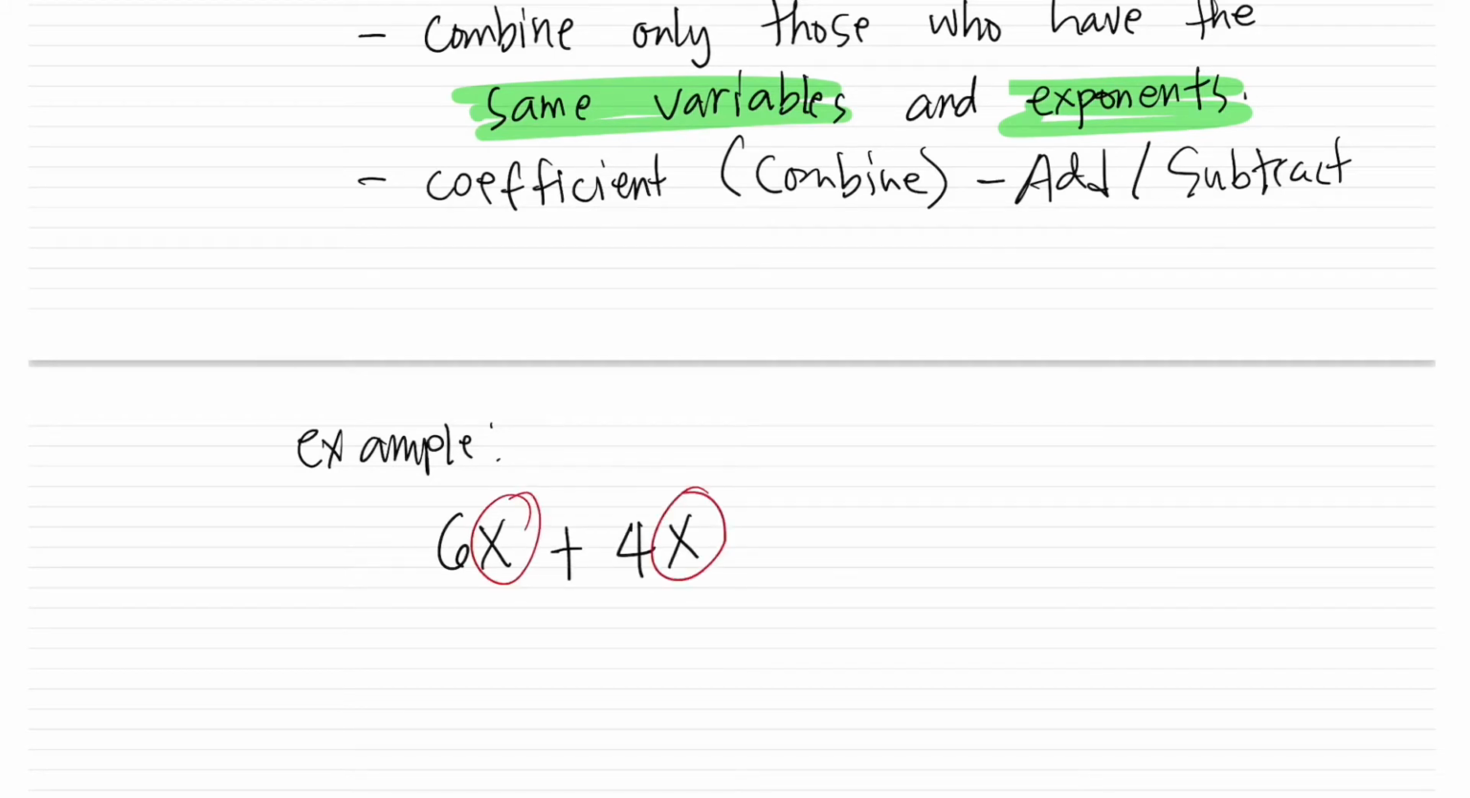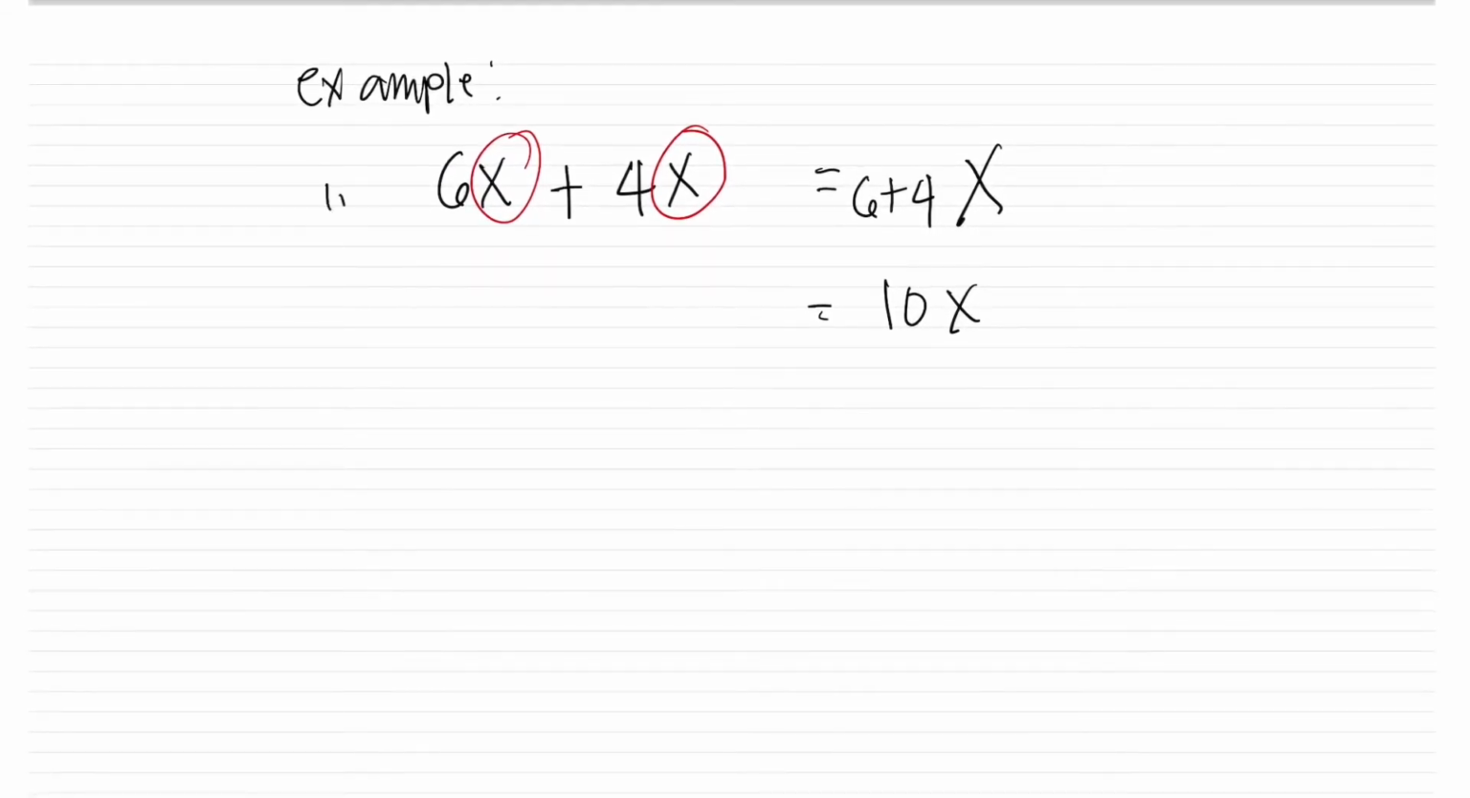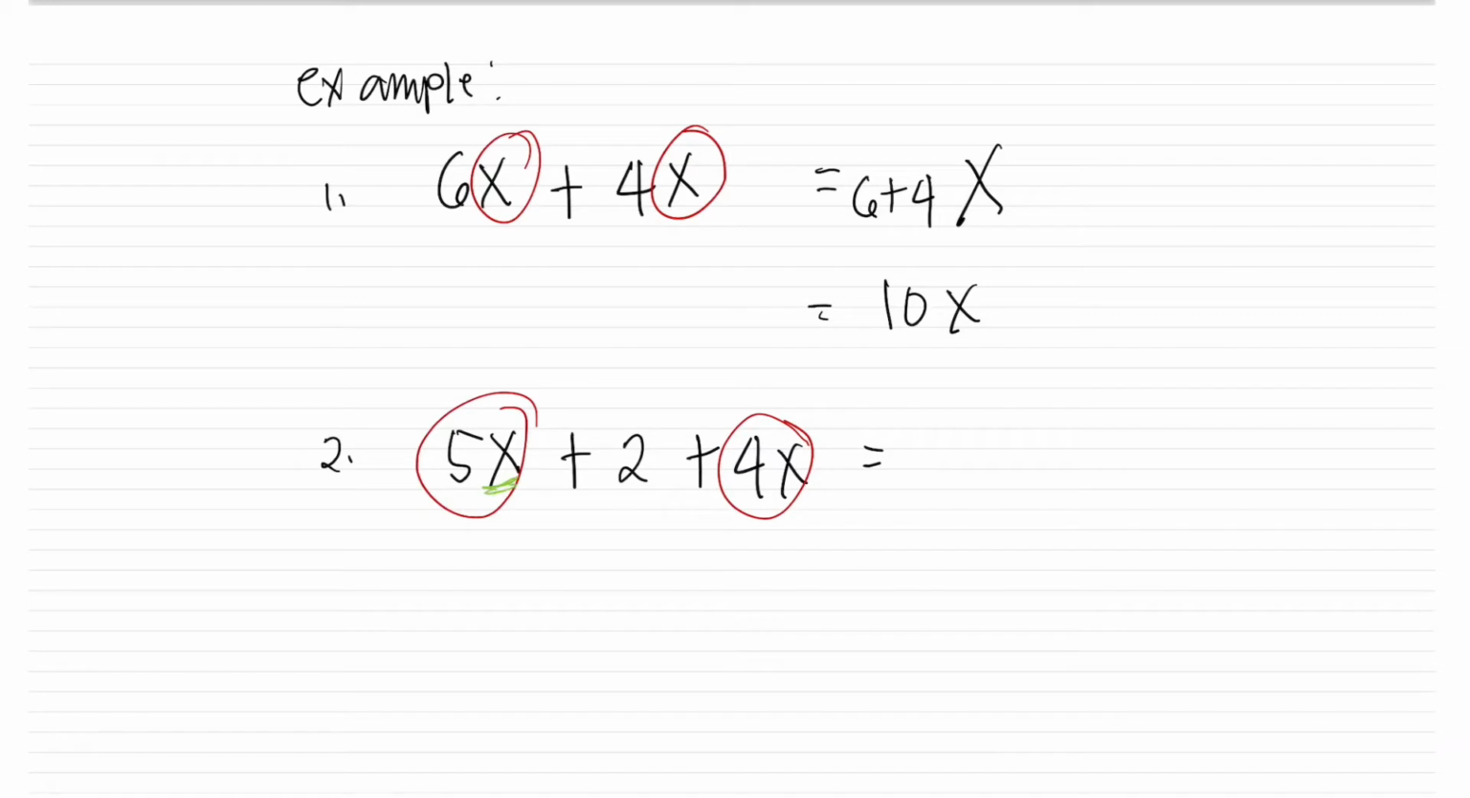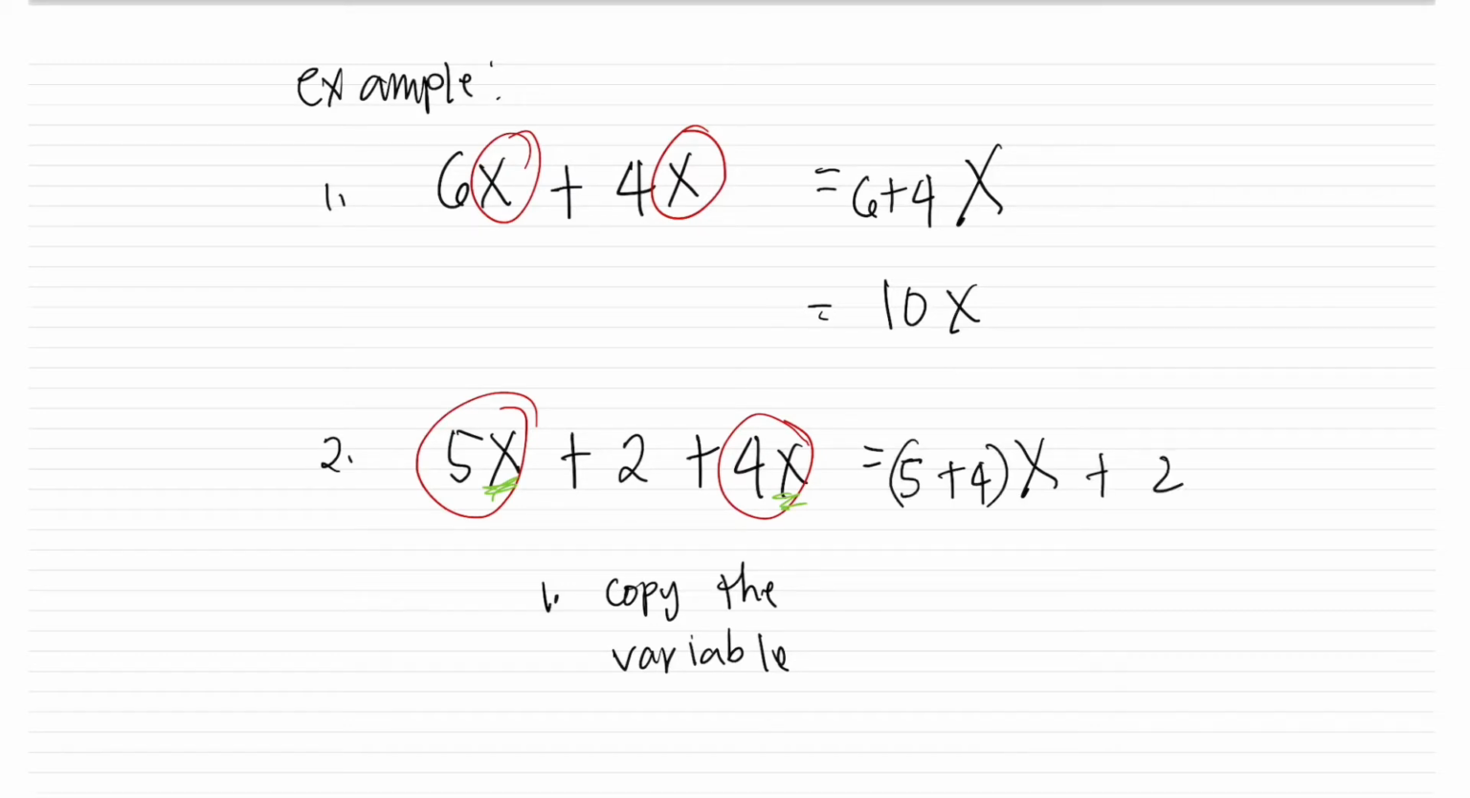Notice that they have the same variable, so you have to copy that, and then you add 6 plus 4. So therefore we have 10x. Again, let's have another example. If you have 5x plus 2 plus 4x, they have the same x, so first copy the variable x. Now we have 5 plus 4 plus 2. Then we have 9x plus 2. This is our final answer.